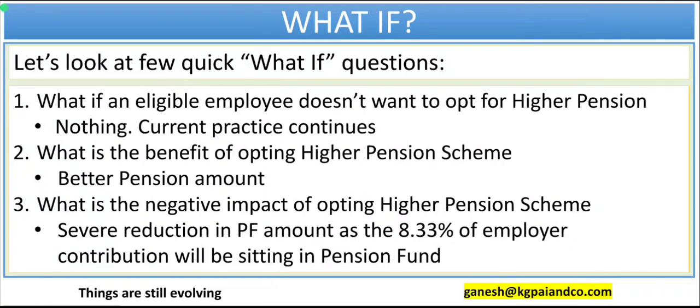Third and last question, what is the negative impact of opting for the higher pension scheme? And the answer is, you will see a severe reduction in the PF amount when you withdraw it, as the 8.33% of employer contribution will be sitting directly in the pension fund, unlike the current practice. While I said that was the last question, I would like to say that won't be the last question. Things are still evolving, and I hope we get more and more clarity in the days to come, and I shall try my best to keep you posted on the same. With that, I am handing over this presentation to Nishan.